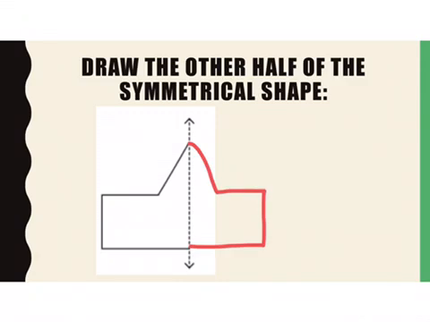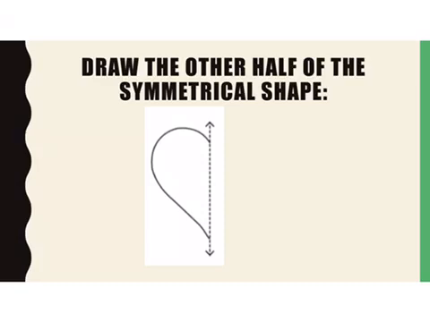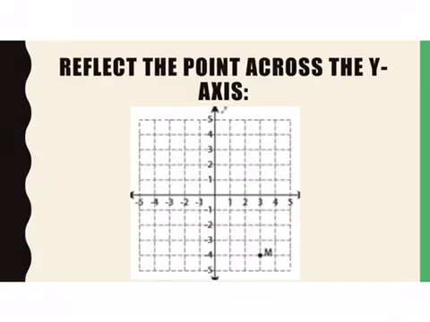Then, after we reflected some shapes here, we practiced reflecting a point. The instructions here say to reflect the point across the y-axis. The first thing that you should always do is highlight or darken the location that you are going to reflect across. Our goal right now is to reflect this point M across the blue reflection or mirror line.